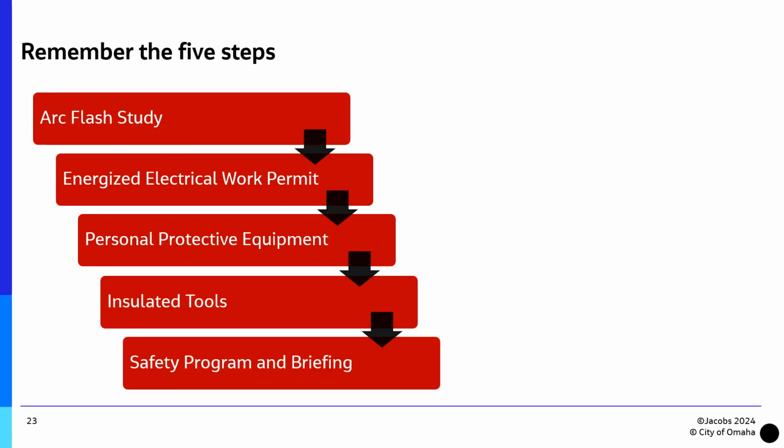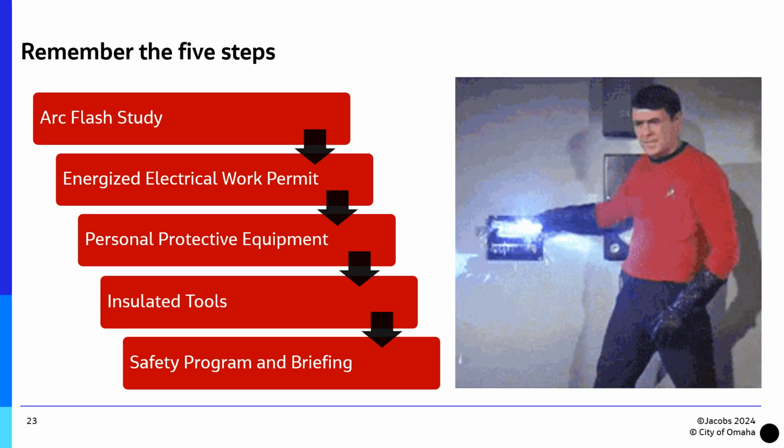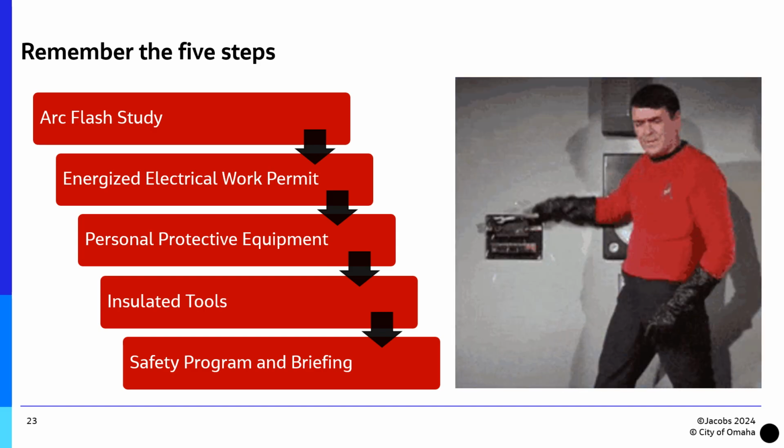To sum up, here's what needs to be done by those wishing to not be an arc flash statistic. Conduct an arc flash study, obtain a permit, wear the correct PPE, use insulated tools, and keep your supervisor aware with safety briefing. And don't act like Scotty here.